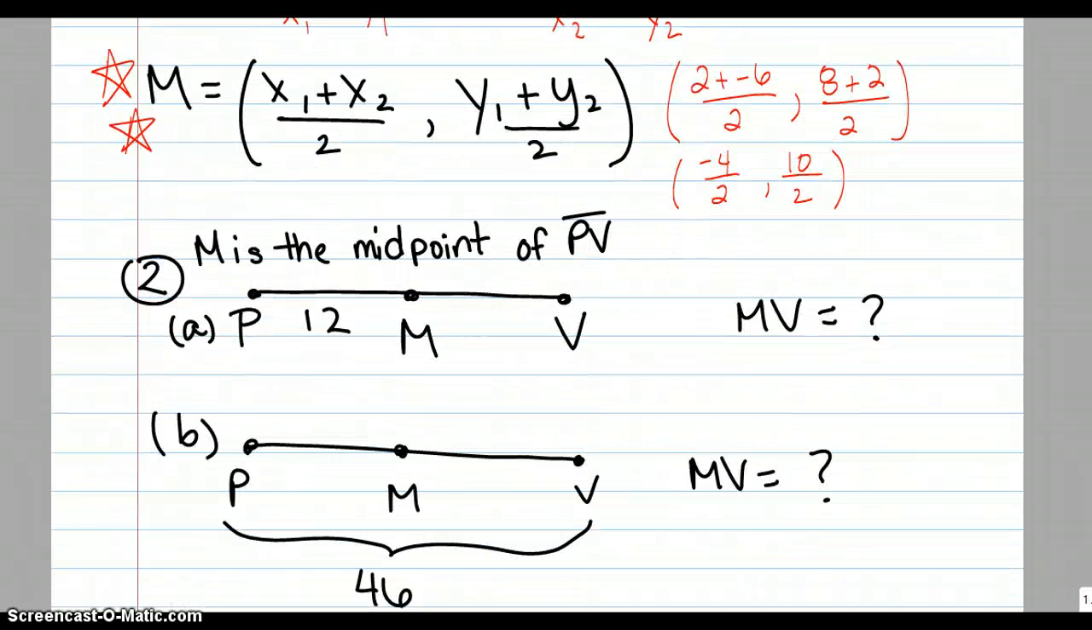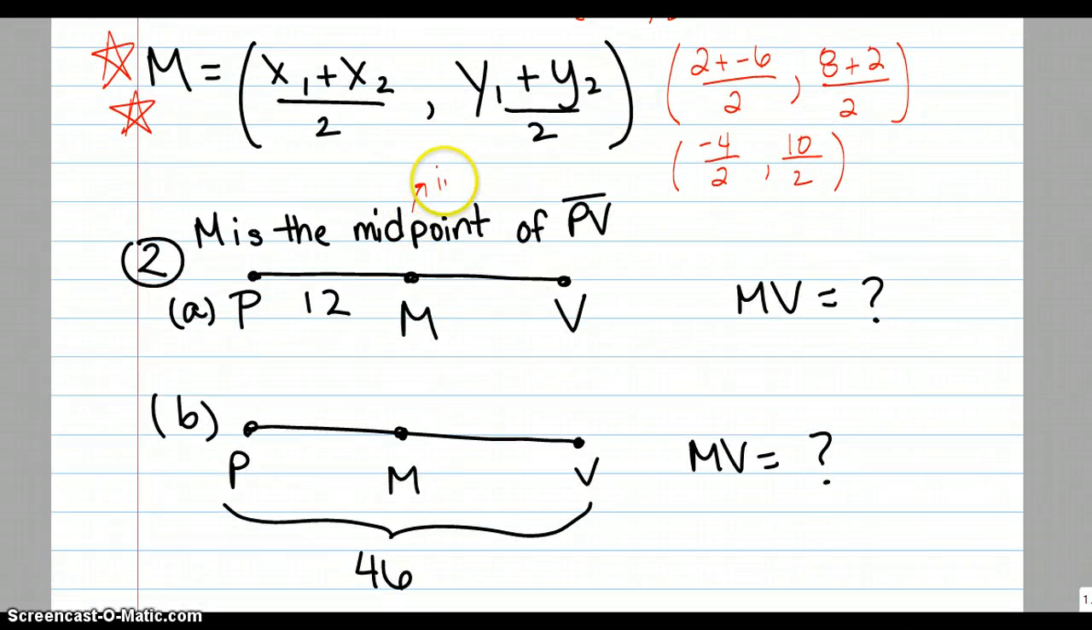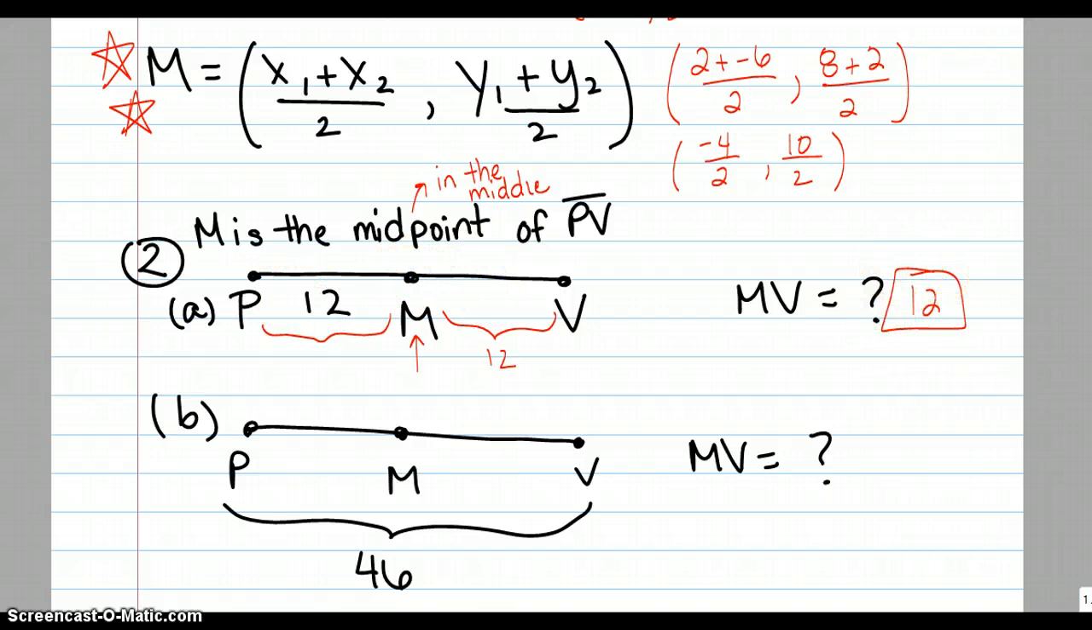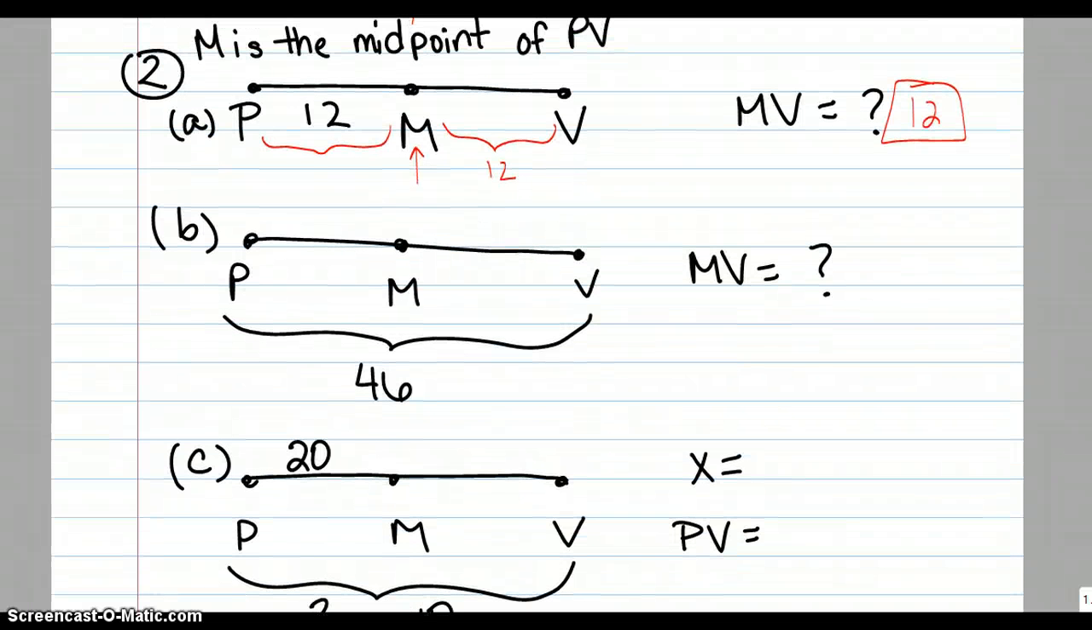Midpoint, remember, just means it's a point in the middle. So what's going to happen is if M is exactly in the middle of PV and this piece is 12, that means the other piece is also 12 because it's exactly in the middle. So both pieces have to be exactly the same. For like this one, B here, if the whole thing is 46 and you know that M is in the middle, it's cutting it exactly into 2 equal pieces. So half of 46, each piece would have to be 23. So MV would be 23.